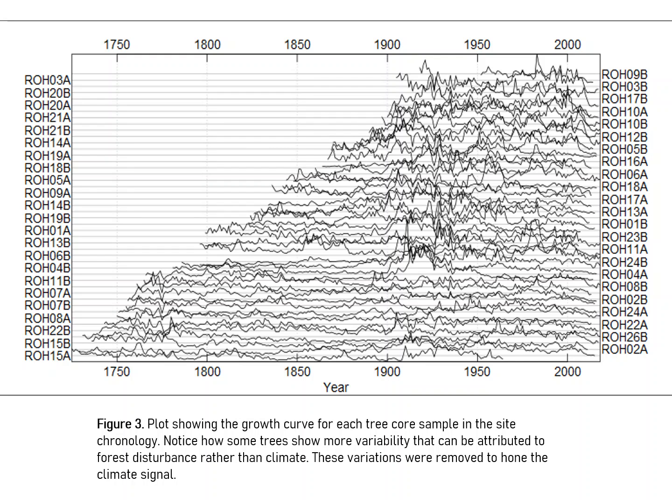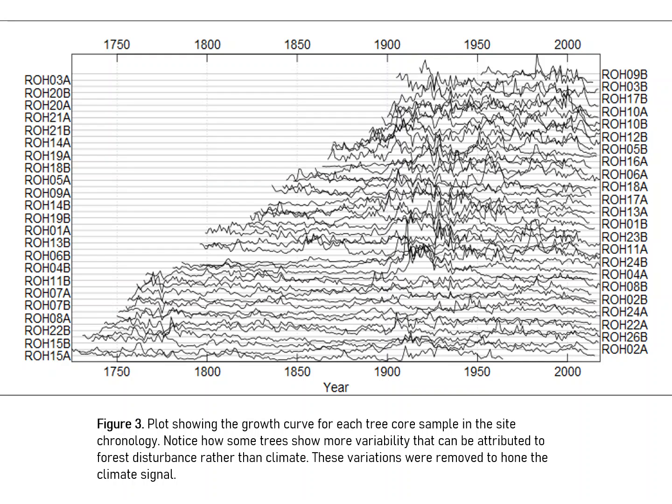Figure 3 shows the growth curve for each tree core sample in the site chronology. Now you can see that some trees show more variability that can be attributed to forest disturbance rather than climate. So you can see in the early 1900s, between 1900 and 1950, a lot of the trees responded to something that happened in that area. Now we don't know exactly what that was, but it was a disturbance of some sort.